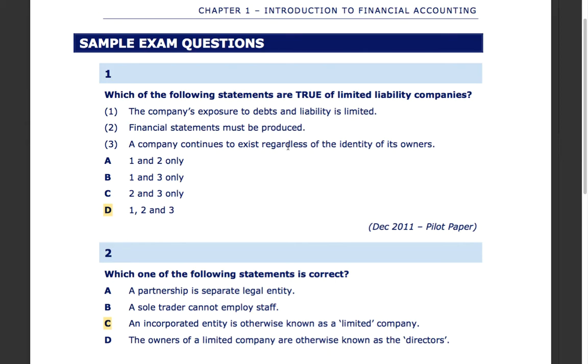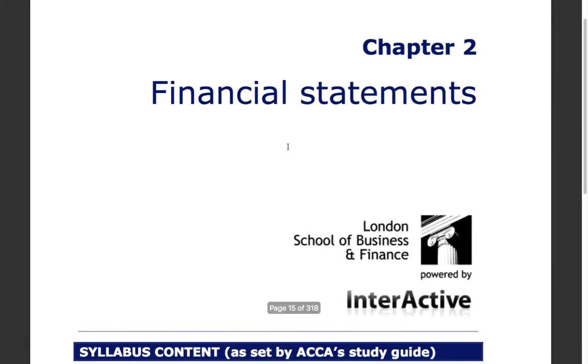Alright, so as I promised, these are the answers to the first chapter questions that we did. The first question, of course, is answer D. The second question, of course, is answer C. I don't think I really need to explain these because they're fairly simple and easy. It would be an insult to you as well as to me to explain these. So having said that, I'll be moving forward to Chapter 2, Financial Statements.